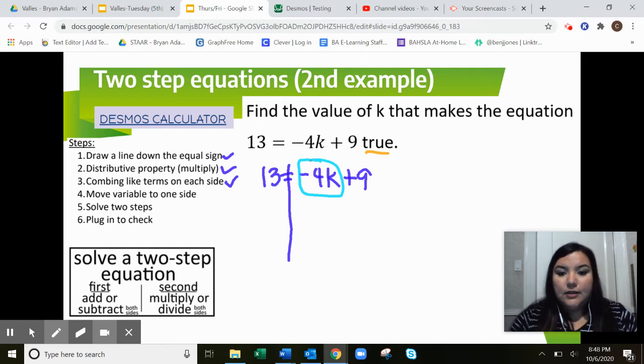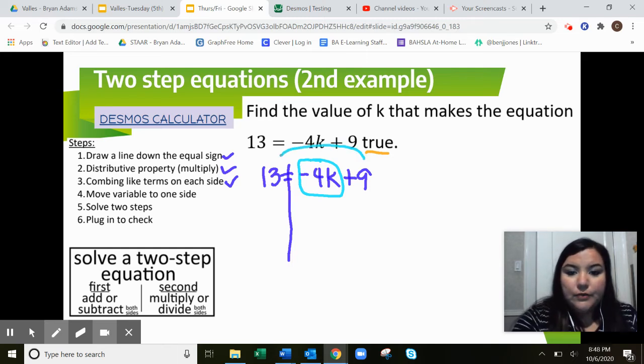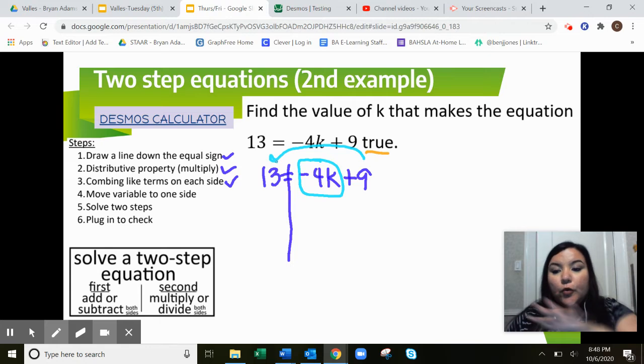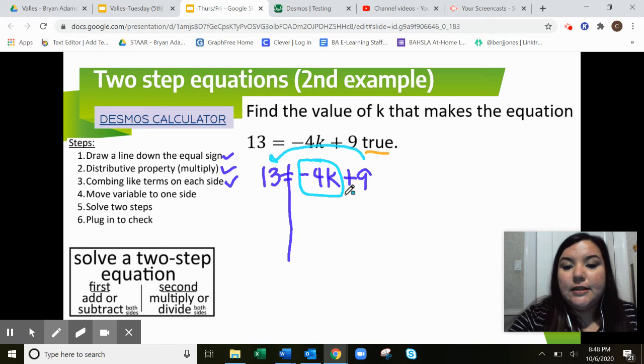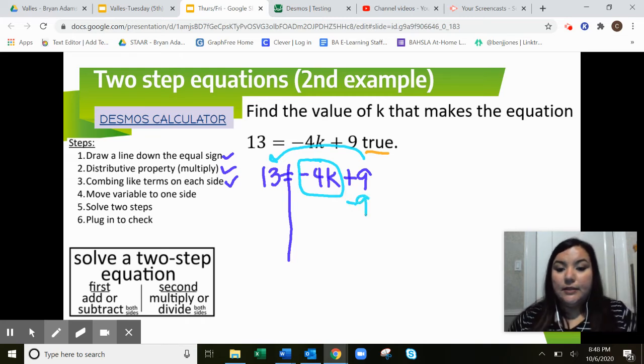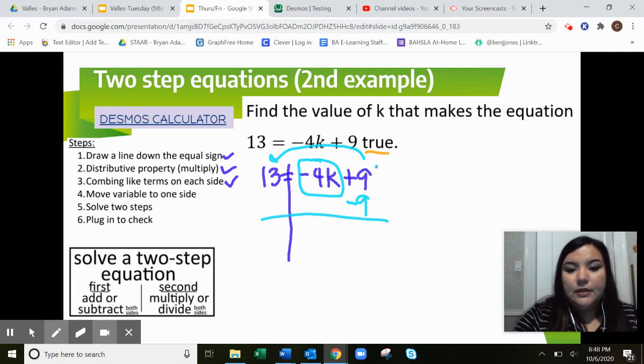the 9 over to where the 13 is. Well, in order to start moving stuff around in equations, I need to start doing inverses, or the opposite operations. In other words, I have a positive 9, plus 9. The opposite of a plus 9 is a minus 9. So I'm going to put that there. That causes it to be 0 because 9 minus 9 is 0. So that cancels out.